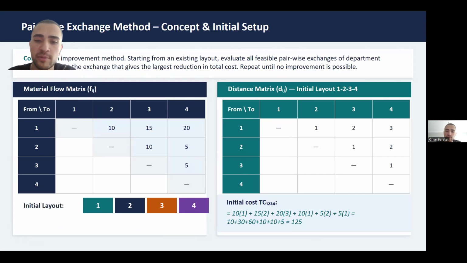The pairwise exchange method is an improvement algorithm. Start with an existing layout. Try every possible pair swap. Select the one with the largest cost reduction. Repeat until no improvement is possible. So, for departments of equal size, as you can see here, the material flow matrix F from 1 to 2 is equal to 10. From 1 to 3 is equal to 15. From 1 to 4 is equal to 20, and so on. In the distance matrix for a linear layout, adjacent departments are one step apart. One department in between means two steps. End to end is three steps.